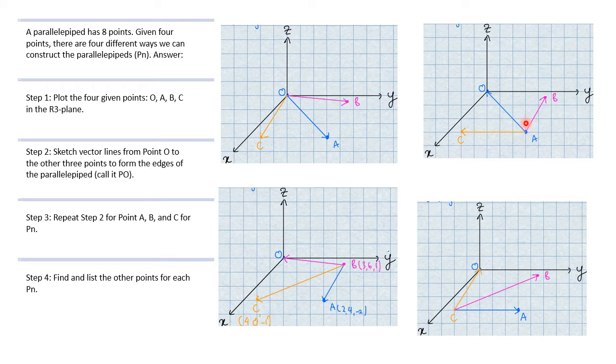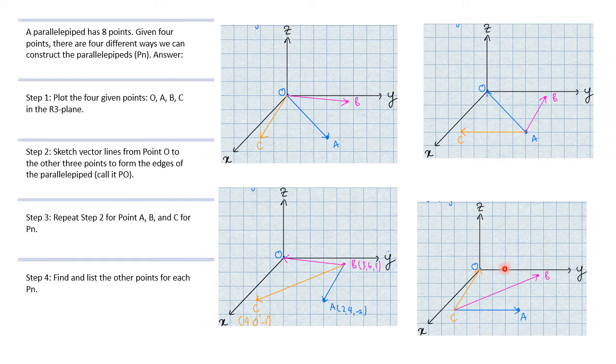And then we do the same thing for PA. So we start from A. For example, I'm going to explain PO first. Here's the origin. I just draw lines with different colors heading to the different points A, B, and C. Now same thing I did for A, starting from A and then heading to B, C, and O. For PB, starting from B and then drawing vector lines heading to A, C, and O.